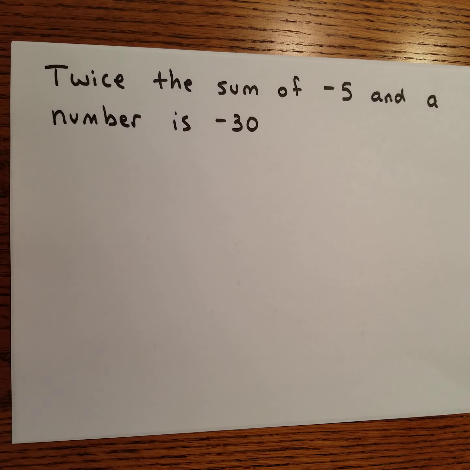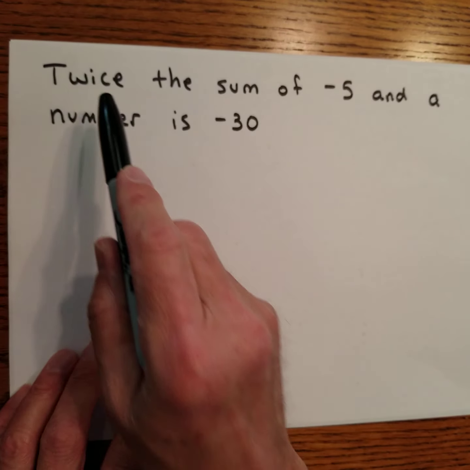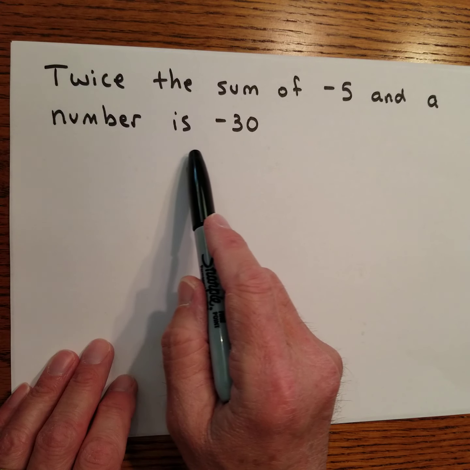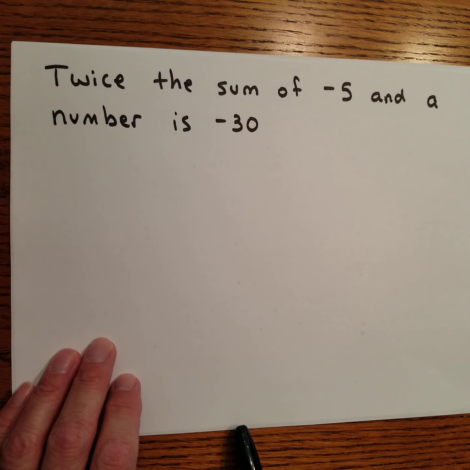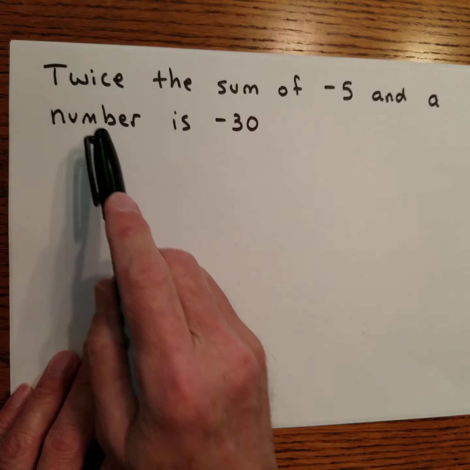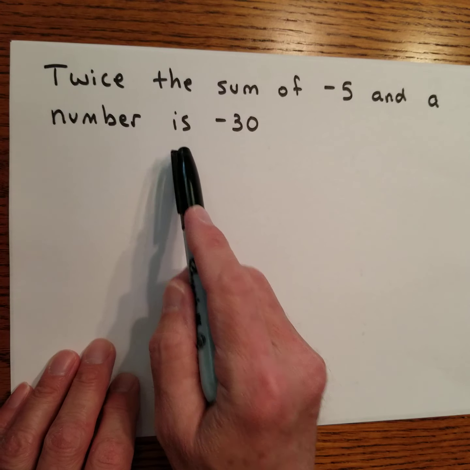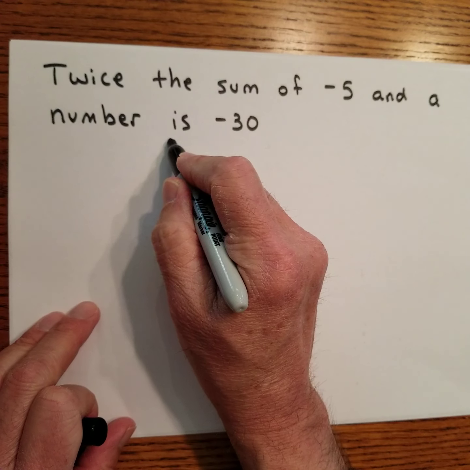As we read this problem, I want to read carefully and look for both the word that means the equal sign and also look for a phrase that means that there will be parentheses in my equation. Let's try it. Read carefully. Twice the sum of -5 and a number is -30. Which word is the equal sign? Twice the sum of -5 and a number is. Is my equal sign.